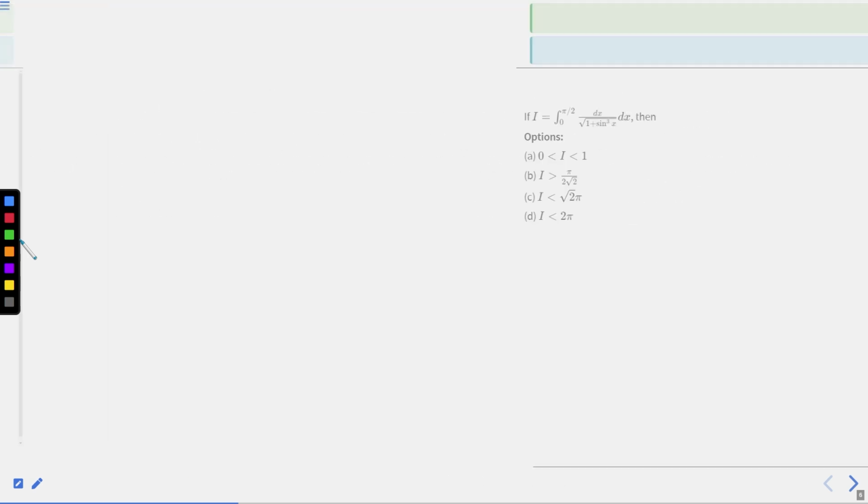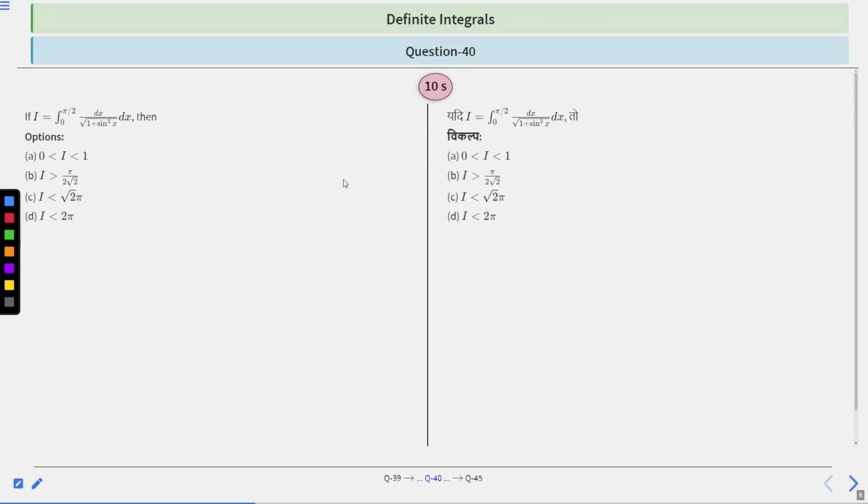Let's move to the next question. Question number 40, which says if I is equal to integration from 0 to pi by 2 of dx upon root over 1 plus sine cube x, then we have to find the interval of I. Like, I is from which interval to which interval?